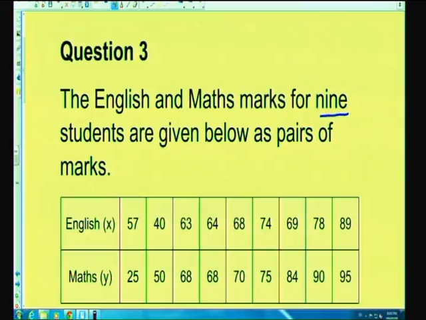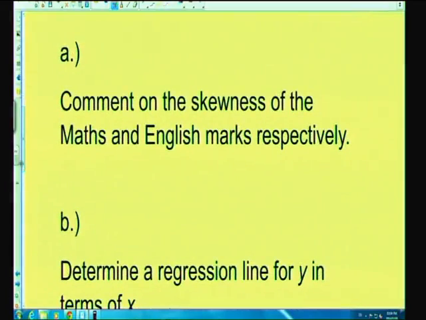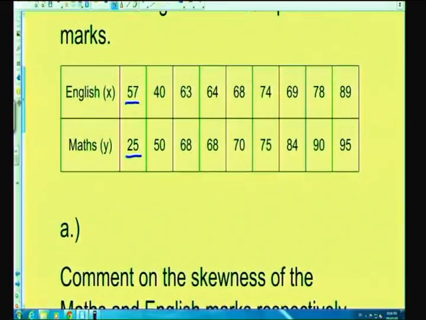So you'll see this is pupil number 1. They got 57 for English but 25 for Maths. Then pupil number 2 got 40 for English but 50 for Maths, and so on and so forth. Let's see what the question asks. They say comment on the skewness of Maths and English marks respectively. Well, that means we have to look at what we're looking at. So let's see if we can get our median and our mean. If we have those two things, we have a way to tell whether it's skewed or not.